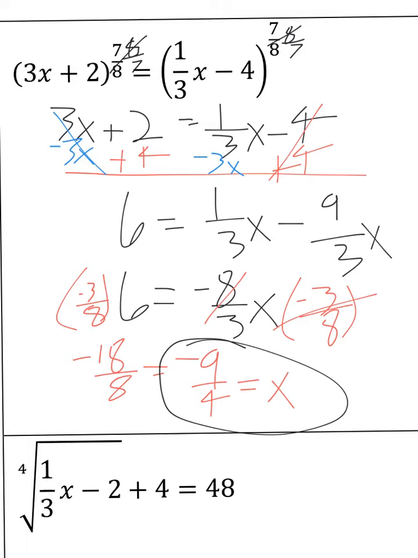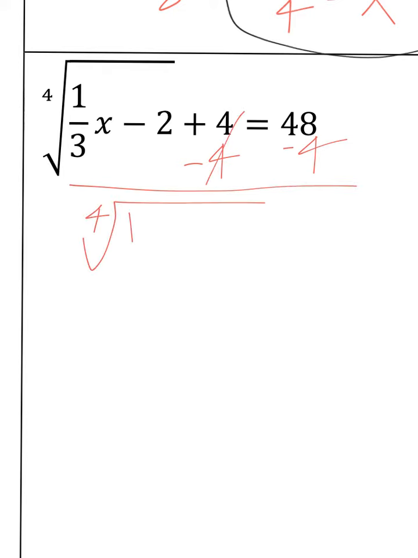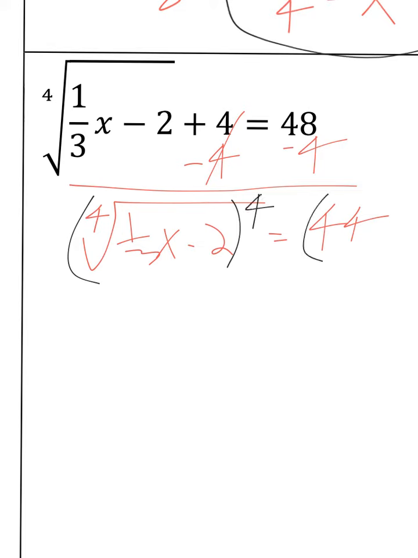There, that looks good. Okay, moving on. Here you have something under the fourth root, but you have something on the outside, so guess what? Minus 4 to the other side. So you have the fourth root of 1 over 3x minus 2 equals 44. How do I get rid of a fourth root? You do the fourth power. So 44 to the fourth power is a pretty big number, so I recommend typing that in the calculator.